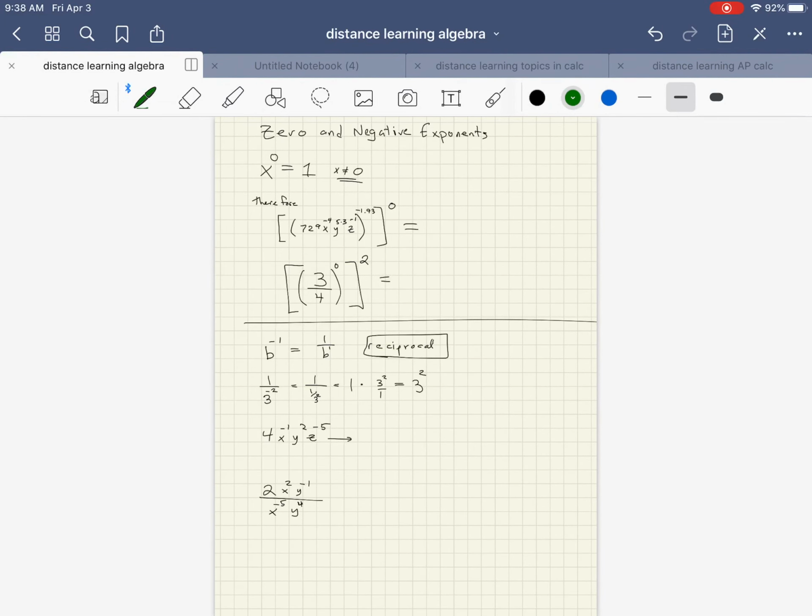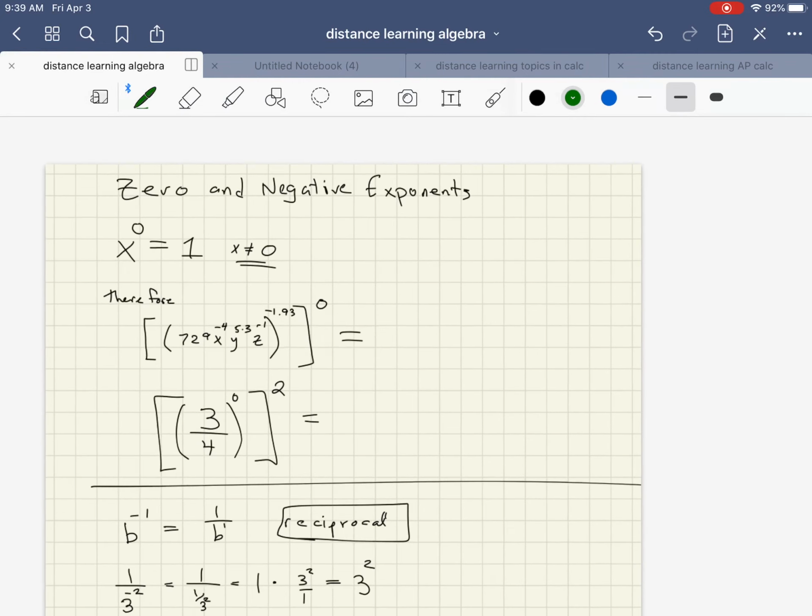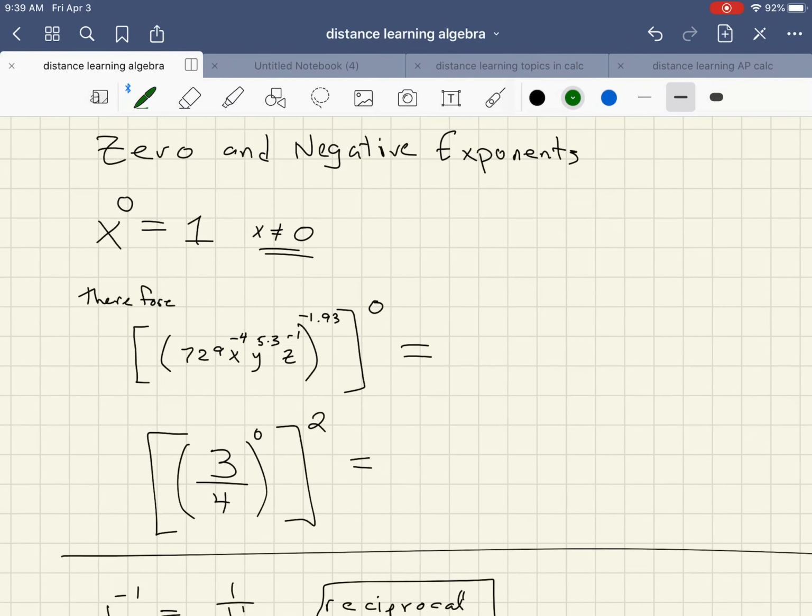This is a video on zero and negative exponents. We'll start with the zero exponent. It's actually a pretty easy concept. So anything to the zero is going to be equal to 1.